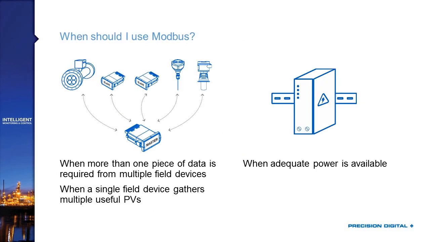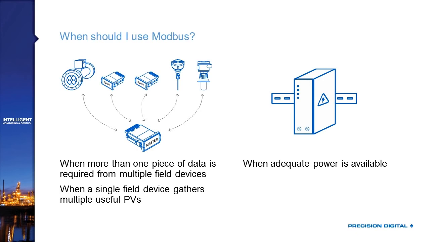So that having been said, when do you actually want to use this protocol? Why is it useful? Why do we care about it? Well, Modbus really functions well when you have more than one piece of data passing through a device. Now, that could be because you have a field device that has multiple pieces of information in it, and you want to get them out. Or it could happen because you have many field devices out there and you want to bring them all back to one location.